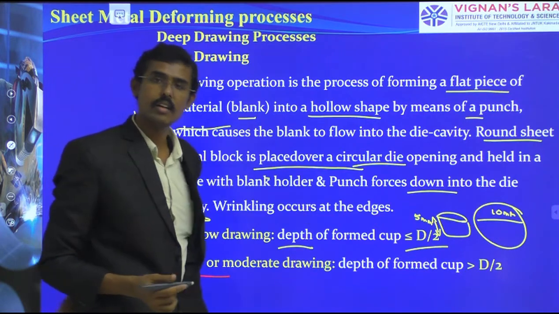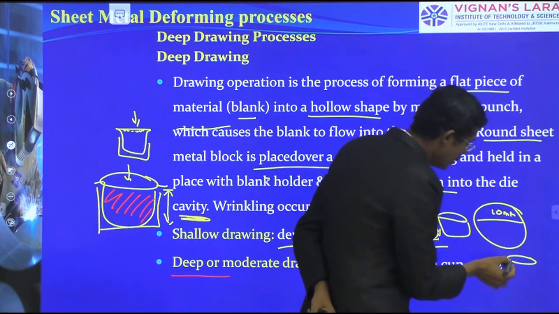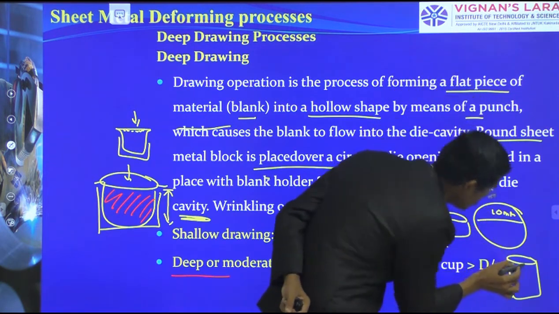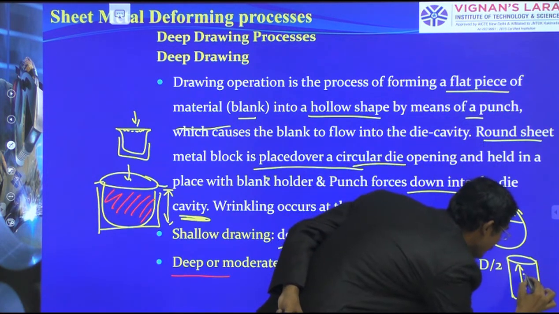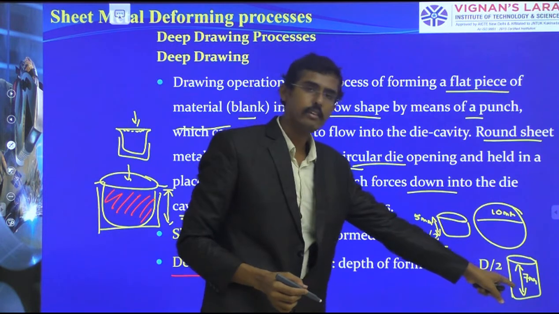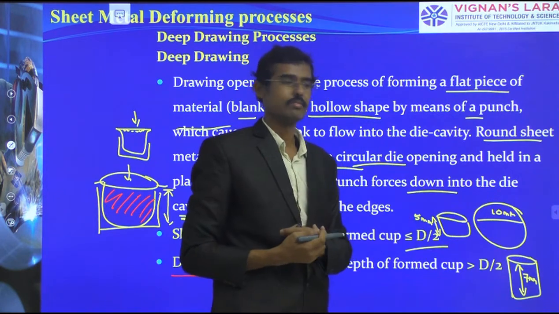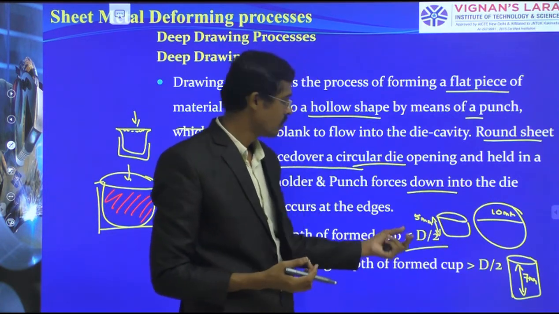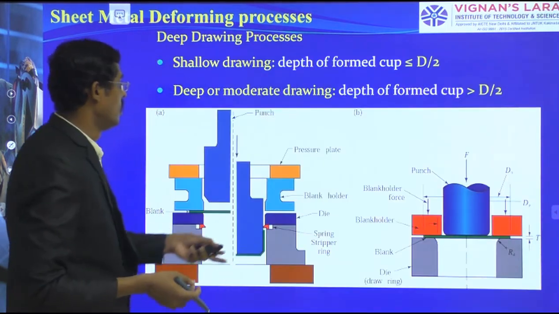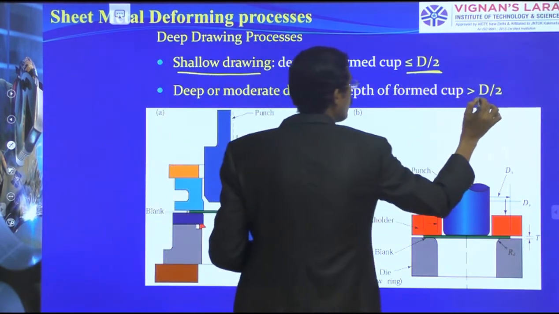Now for the same specimen, in case I am going for a drawing operation which is greater than D by 2, let us consider this depth is 7 mm. D by 2 is 5, and the depth is greater than 5. That is, I am naming this a deep drawing. So the difference is: less than D by 2 is shallow drawing, greater than D by 2 is deep drawing.